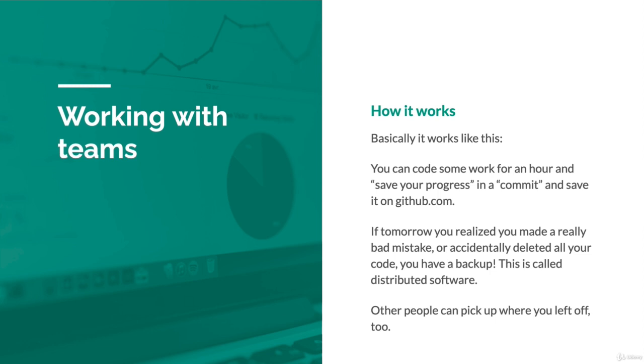Now, if tomorrow you realize you made a really bad mistake, and you want to go back to whatever you did today, you could do that with Git. Or if you accidentally deleted all your code on your computer, you would have a permanent backup. Now, this is called distributed software. And the nice thing about that is other people can pick up where you left off. So if you're working across different time zones, you can work on a particular feature, and a little bit later during the day, someone else can pick up exactly where you left off.